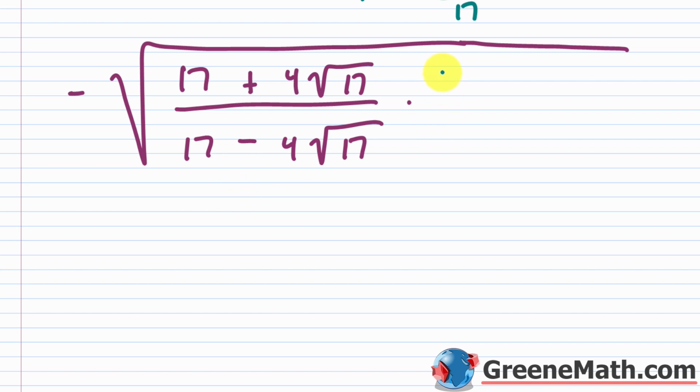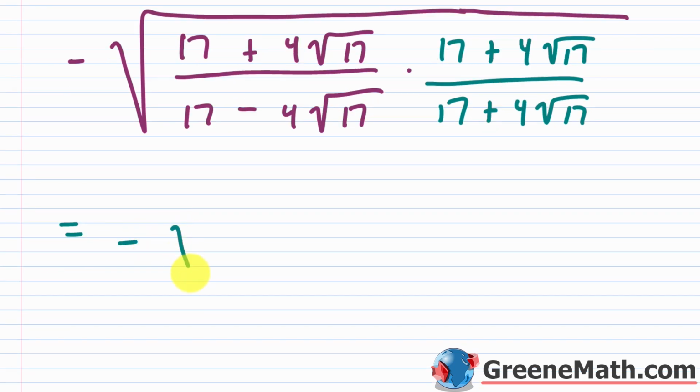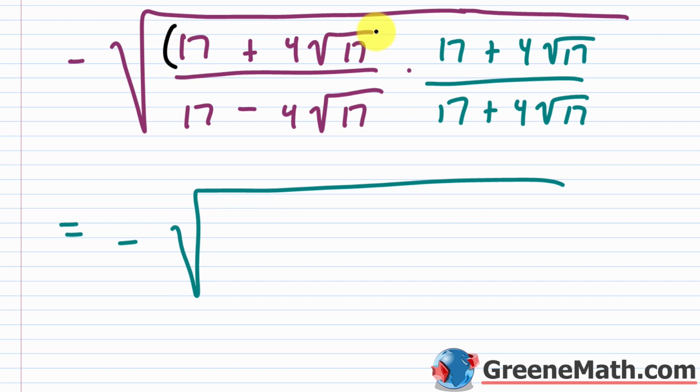So this will be multiplied by 17 plus 4 times square root of 17 over 17 plus 4 times square root of 17. So this is the same non-zero number over itself, so it's just 1. Just like I'm multiplying by 1, so no big deal. So let's put equals here. I'll put the negative of the square root of, let me wrap this in parentheses, so this is crystal clear what we're doing. So this right here, you can use your formula, x plus y quantity squared.